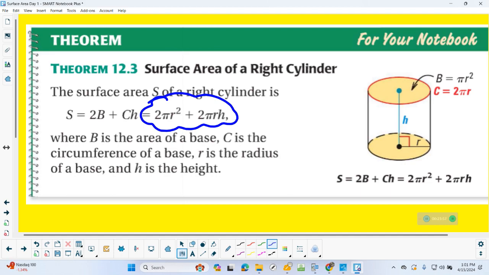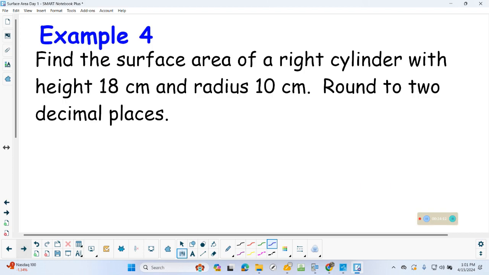Now, C, of course, is circumference. We know the formula from last chapter for circumference. That's 2 pi r, and then h. So we're just going to use that last version, which has everything set up for our circle formulas. I love this. This is super easy. Find the surface area of the right cylinder. Height 18, radius 10, round to two decimal places.